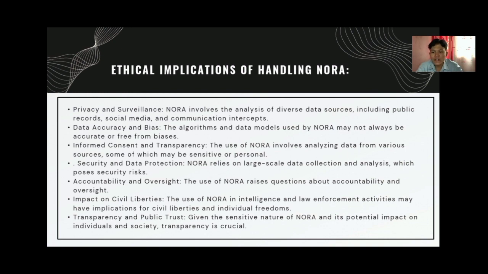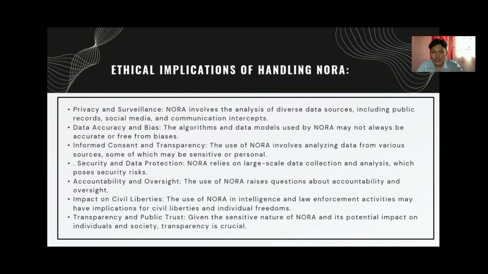Transparency and informed consent are also critical ethical considerations. Individuals whose data is used in NORA analysis should be properly informed and give their consent. It is essential for organizations to clearly communicate the purpose, scope, and potential consequences of NORA analysis, allowing individuals to make informed decisions about the use of their data.